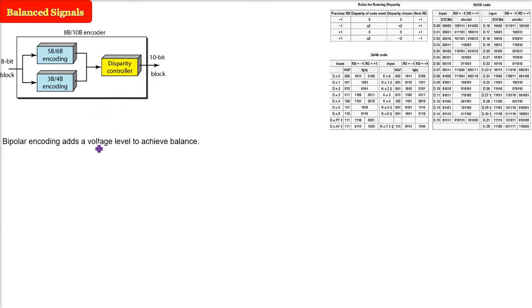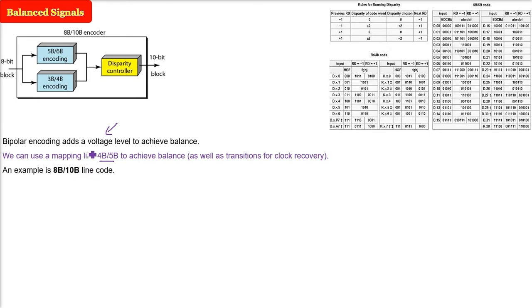Bipolar encoding, or all these encodings we are discussing, adds a voltage level, because in order to achieve balance, there has to be some voltage level added, as done in bipolar encoding. We don't want more 1s or more 0s. So we can use a mapping like 4B/5B to achieve this balance. We have already seen this. Okay, this will help in a transition for clock recovery also. So here we can use 8B/10B.